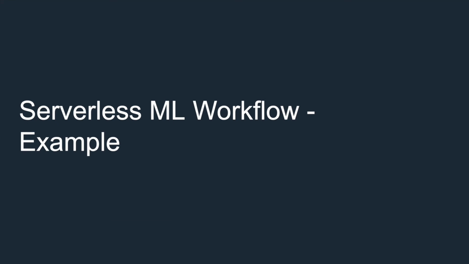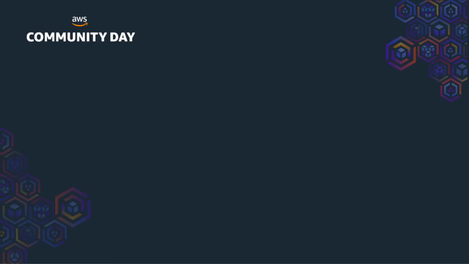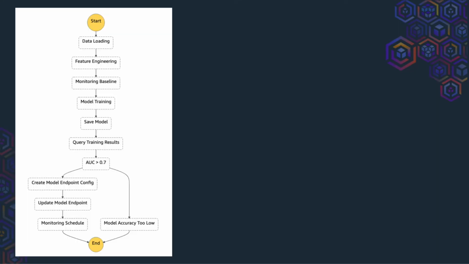Now we have all the pipelines and the steps defined for the workflow, and we can have a look at what it actually looks like when we run the workflow. When a workflow is triggered, a state machine is created behind the scenes in AWS Step Functions. And here's a definition of the workflow state machine.